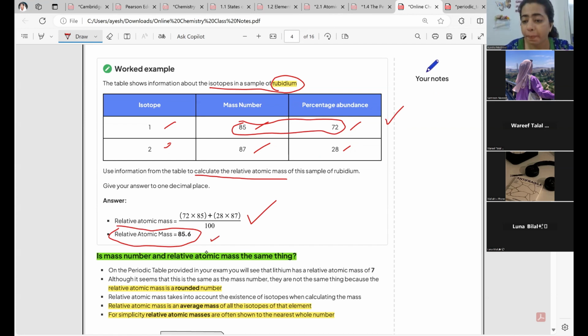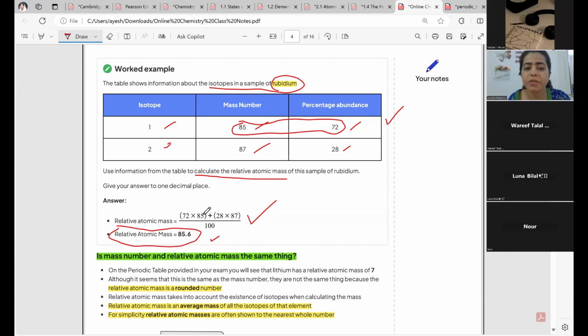Miss, it doesn't matter if we change the order, right? Yes, you can write 85 times 72 plus 87 times 28, or put the second isotope in the first place and the first isotope in the second place. No, it doesn't matter. You just have to multiply the mass with the percentage of the first, then add it with the second. Same way with the third, same way with the fourth. However many isotopes, just do the same method.